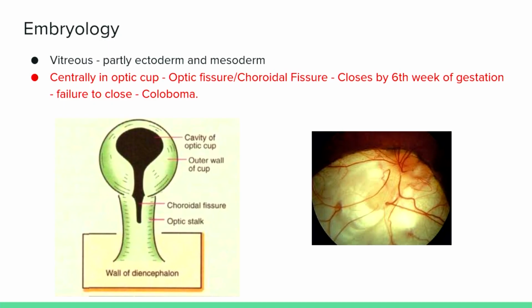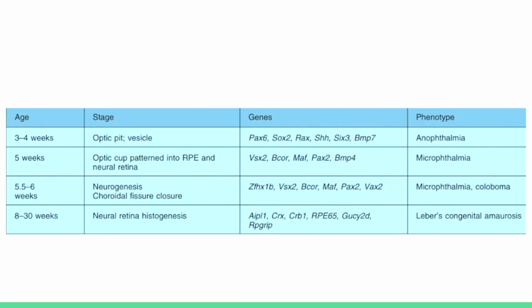Over here we can see a vertical section from the wall of diencephalon, which shows the optic stalk and the optic cup. In the middle of the stalk and the cup is the choroidal fissure, which usually closes by 6th week of gestation. Failure of its closure is known as coloboma. Now these are some anomalies of development.